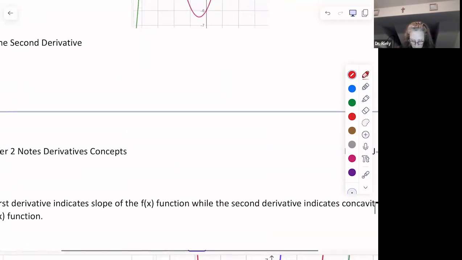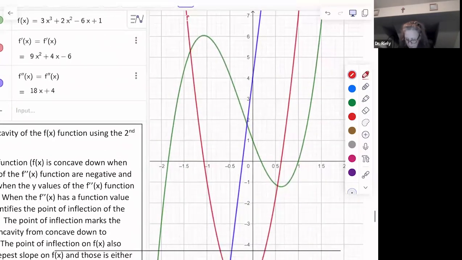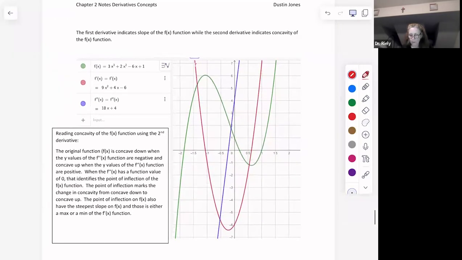Then they go on. So for the second derivative, they do it on the next page. So here it is. So here's all of them at once. So your original function was the green. So this was your f of x. Then this is your f prime of x. And then the line is going to be your f prime prime of x.